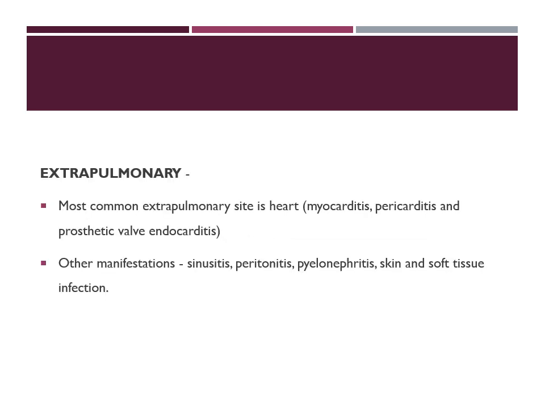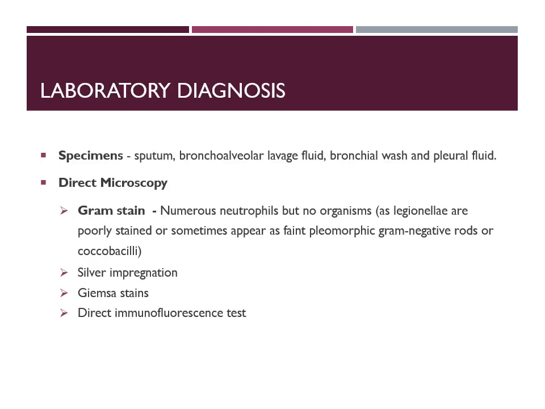Sometimes it can also be extrapulmonary. Once the lung is involved, the infection can reach other sites through the bloodstream. So there can be myocarditis, pericarditis or prosthetic valve endocarditis. How can we diagnose Legionella? The samples will be the same: sputum, bronchoalveolar lavage fluid, bronchial wash, pleural fluid.